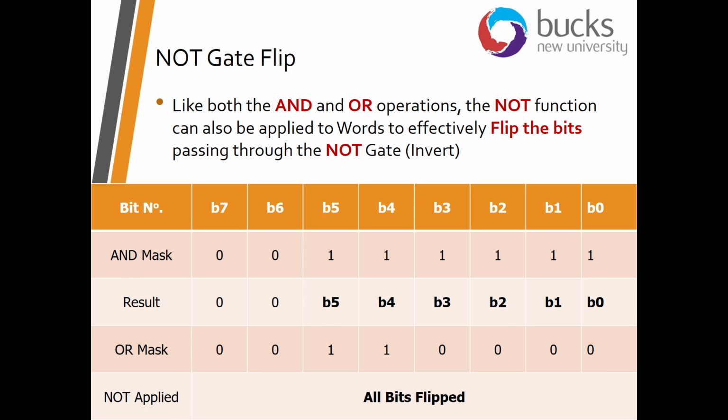So the NOT is a gate flip. Like both AND and OR operations, the NOT function can also be applied to words to effectively flip the bits passing through the NOT gate, an inversion. So here we could have done our transformation. We've controlled our AND and our OR logical operations, and then finally we can apply a NOT gate at the end to invert, so it just flips everything over effectively.